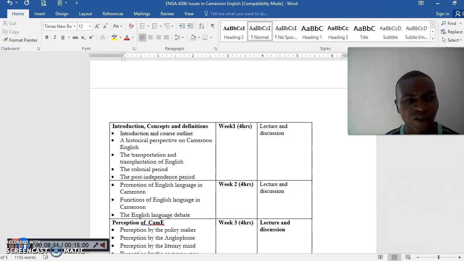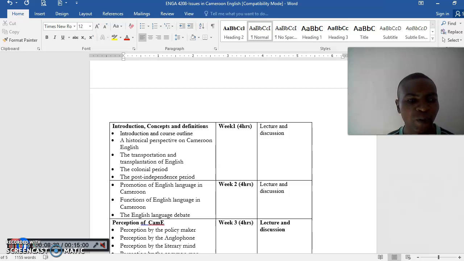For the course content, you have that displayed: an introduction to concept and definition. So look at the introduction and the course outline, the historical perspective on Cameroon English, the transportation and transplantation of English, the colonial period, the post-independent period. So that would be the first week.